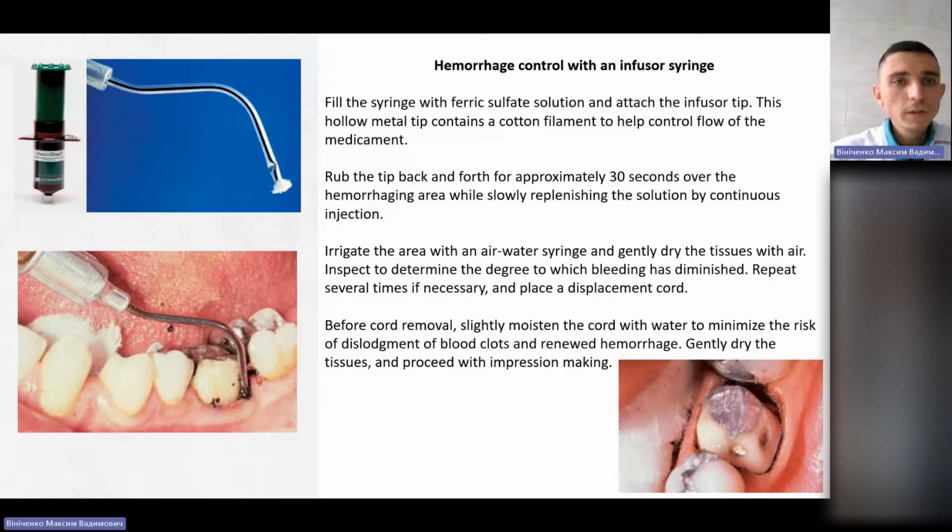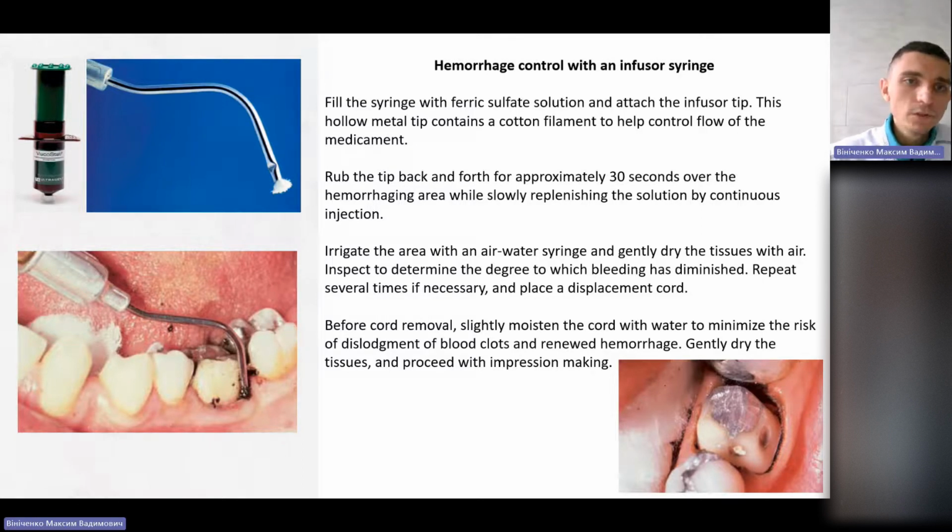Single use per patient, to make hemorrhage control. So fill the syringe with ferric sulfate solution and attach the infuser tip. This hollow metal tip contains a cotton filament to help control flow of the medicament. Rub the tip back and forth for approximately 30 seconds over the hemorrhaging area while slowly replenishing the solution by continuous injection. And irrigate the area with an air-water syringe and gently dry the tissues with air.